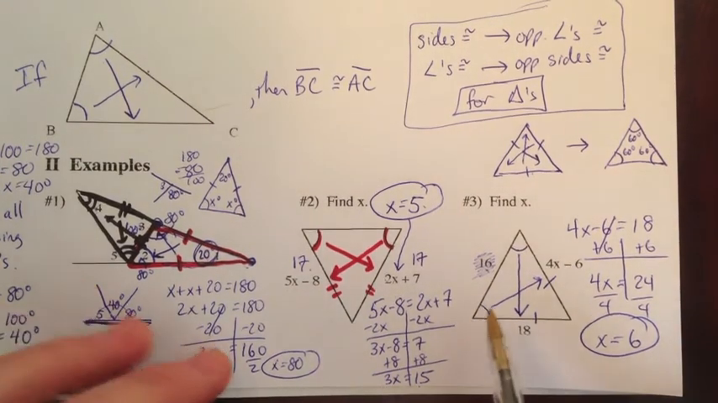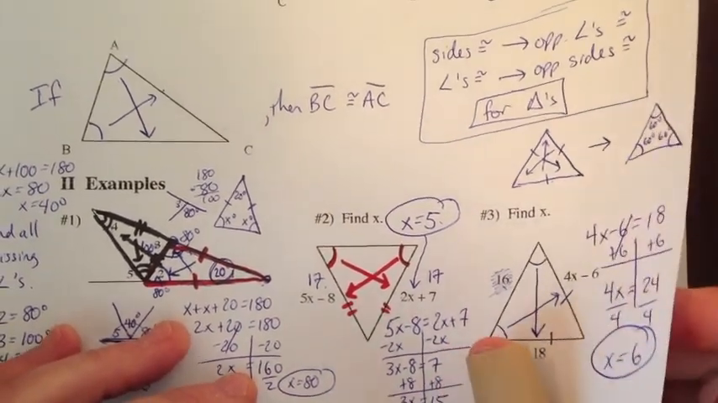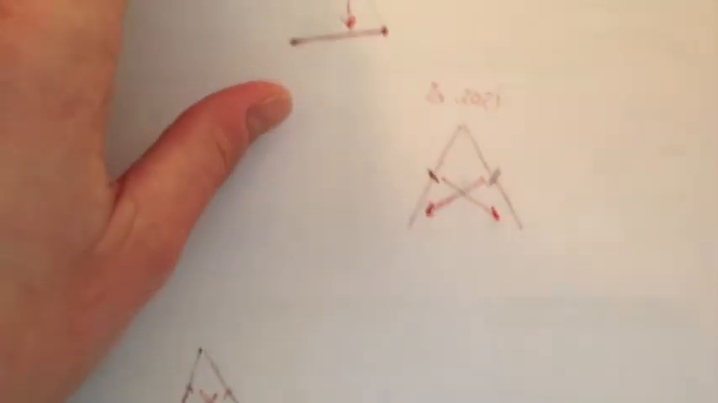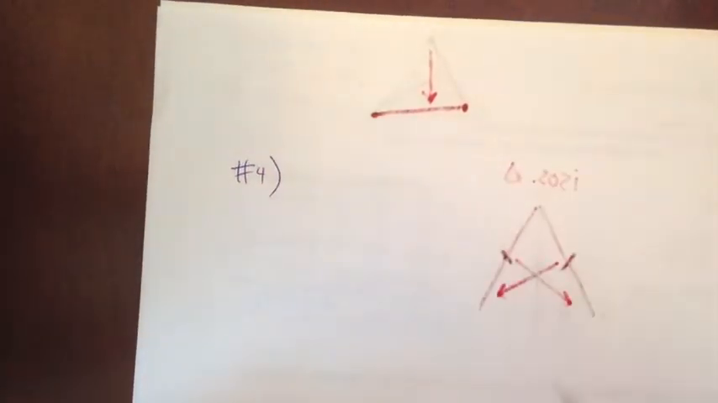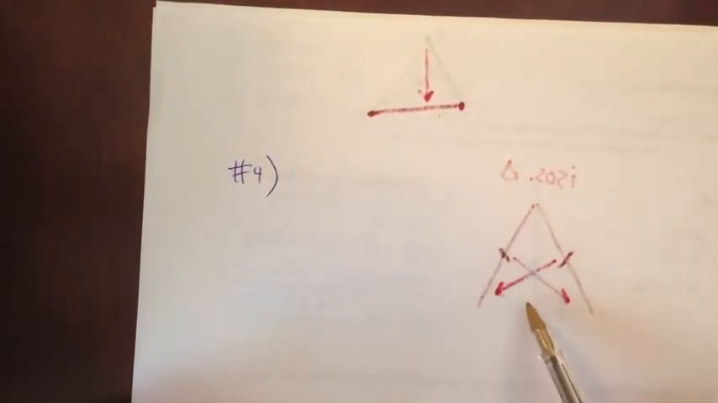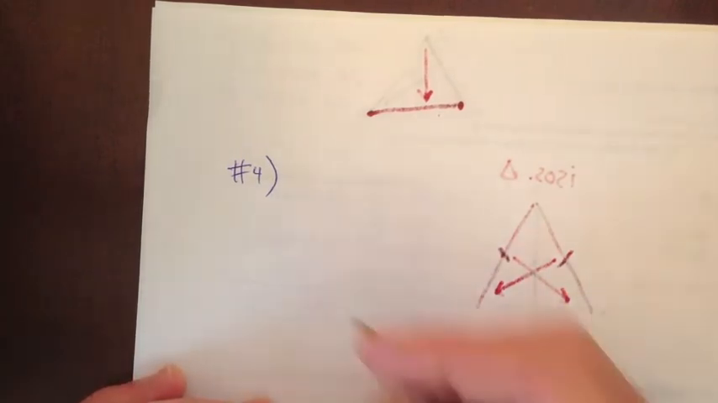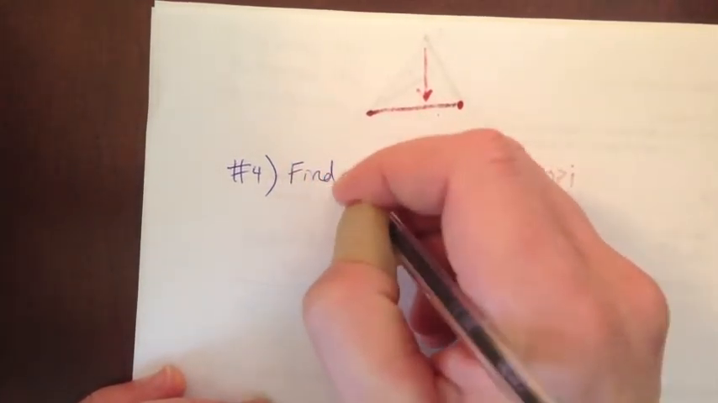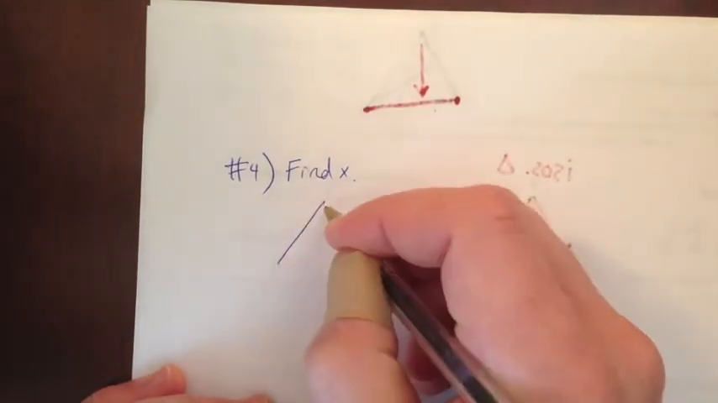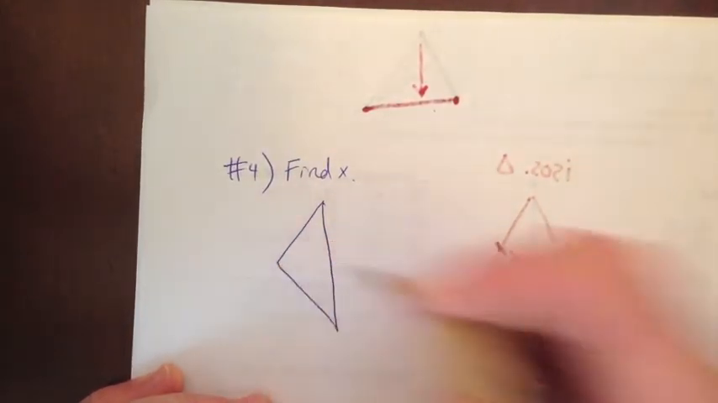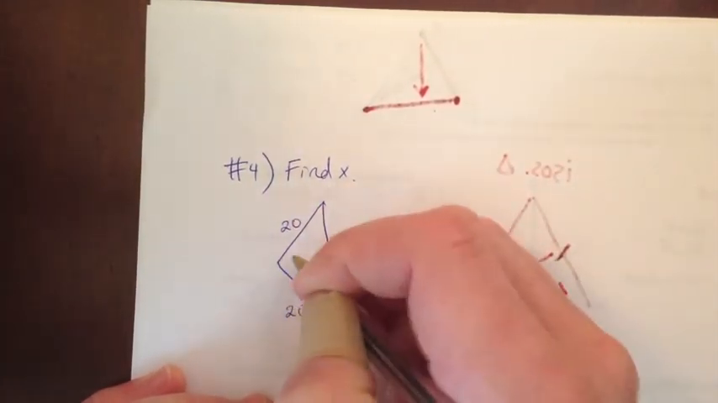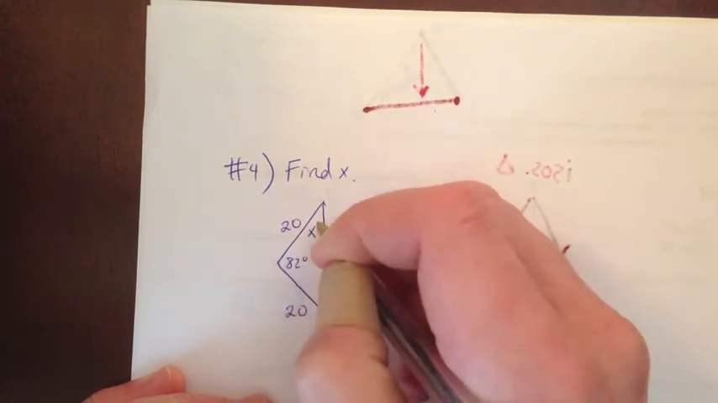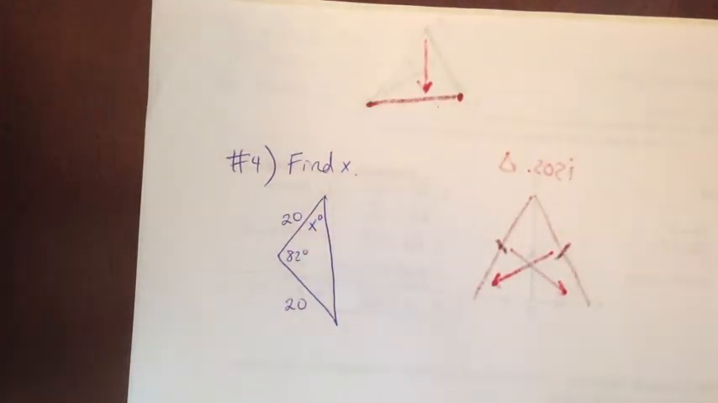Now, that's all the examples on this side. Flip it on the back. I'm going to give you one more example. Okay, so we'll call this example 4. Okay, you can ignore the other marks that ran through the paper here. Example 4, we're going to find x, and the picture is going to look like this. And we'll say that this is 20, this is 20, this is 82 degrees, and this is x degrees. And we want to find what x is.